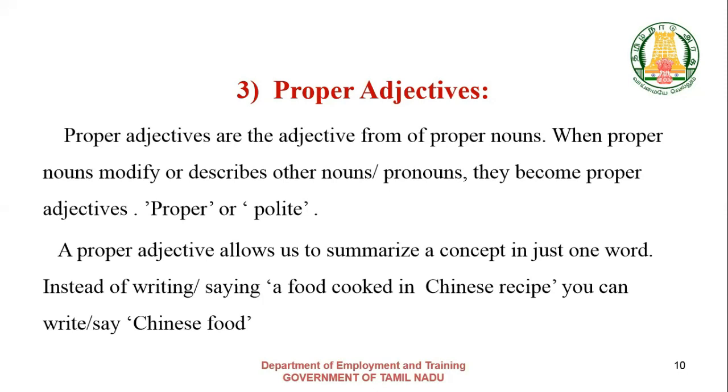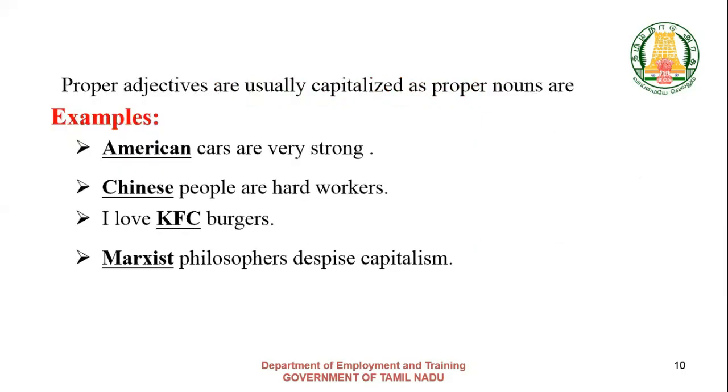Chinese food. Another example, Indian tradition. So Indian is a proper adjective. Now, proper adjectives are usually capitalized as proper nouns are. So from these examples, the underlined words are the examples of proper adjectives. The first one, American cars are very strong. Here, the underlined word American is a proper adjective.